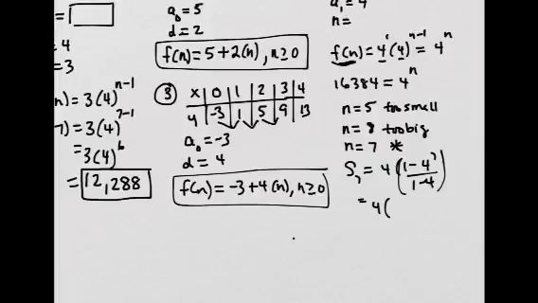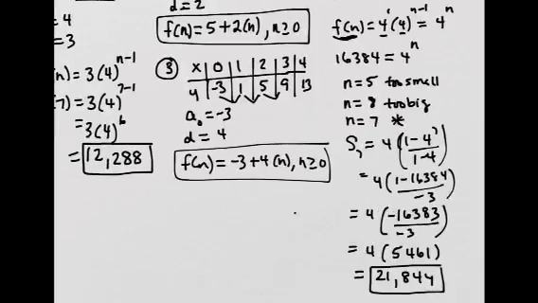times 1 minus 16,384 over negative 3. And then you subtract 1 from 1 minus this number, so that gives you negative 16,383, divided by negative 3, so you get this. And then 5,461 times 4 gives you the final answer. Okay? And that's it for number 4.